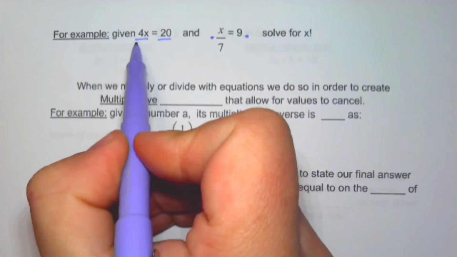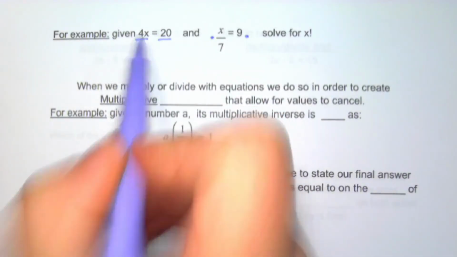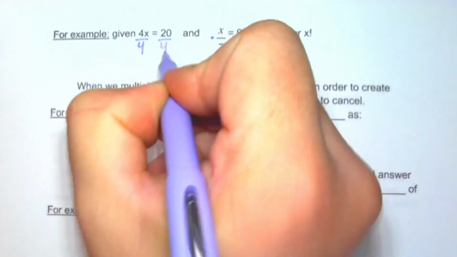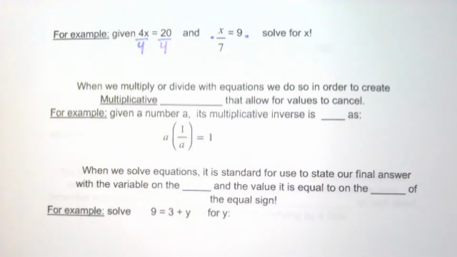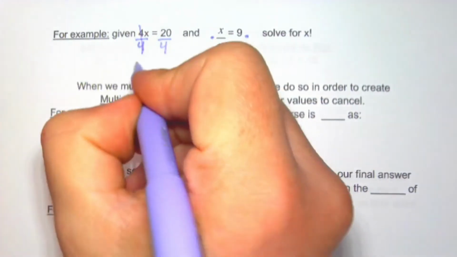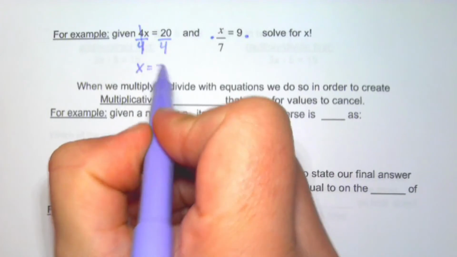For the first over here, we want to divide away the number being multiplied by our variable. So if I'm multiplying by 4, I want to divide by 4 on both sides. The reason being, these 4s on the left are going to cancel out, leaving just the x. And then 20 divided by 4, we know that's just 5.